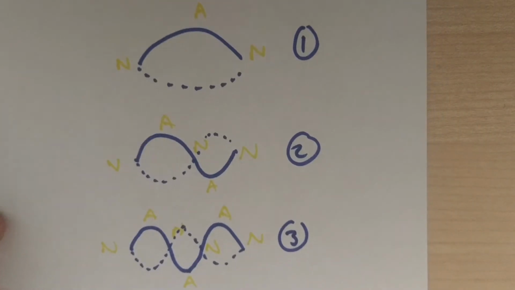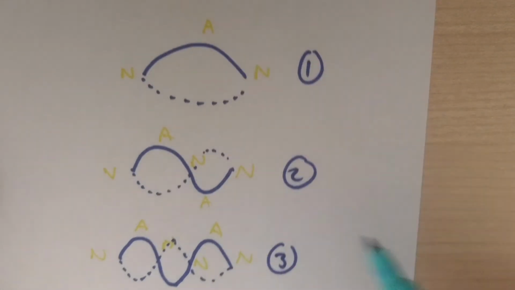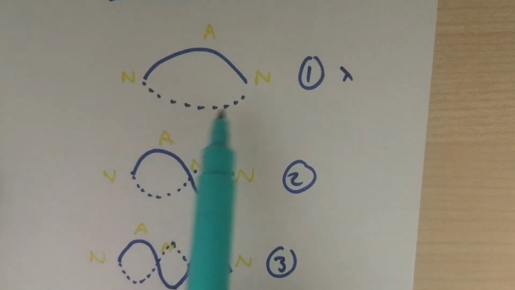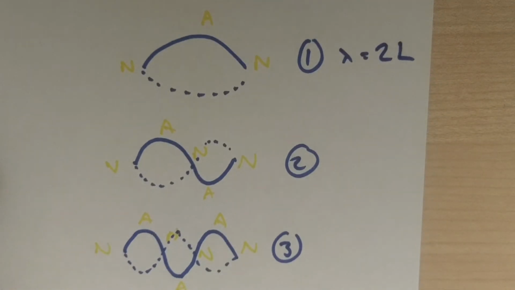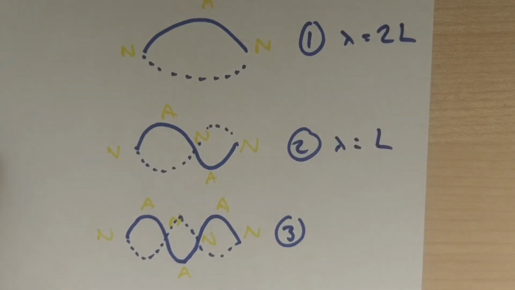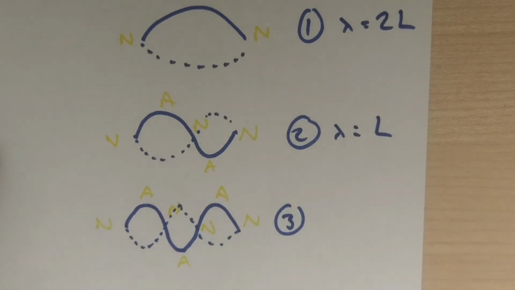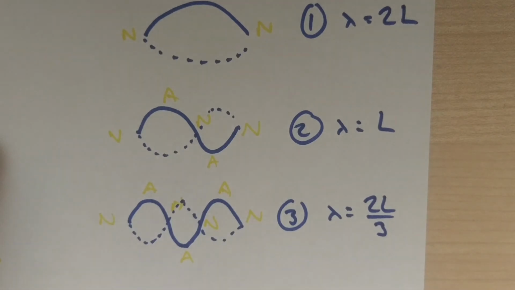The key thing with these is understanding the relationship between the wavelength and the length of the string. So for our first harmonic, we can see we've only got half a wavelength there. So the full wavelength will be twice the length of our string. In this situation, we are seeing a full wavelength, so the wavelength equals L. In this case, we've got 1.5 wavelengths, so our wavelength is 2/3 the length of that string. So that's first harmonic, second harmonic, third harmonic.